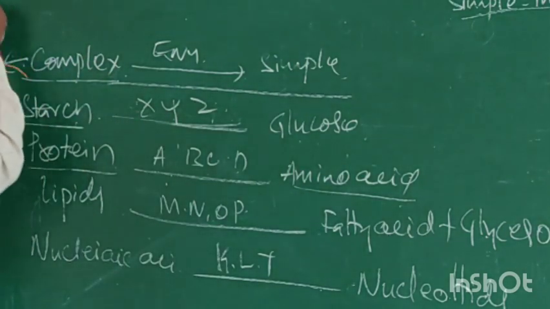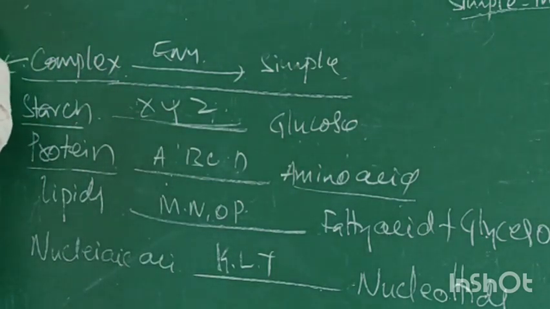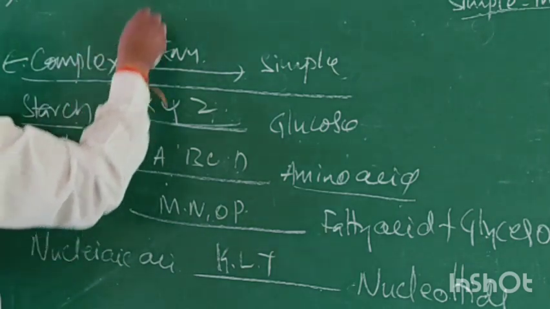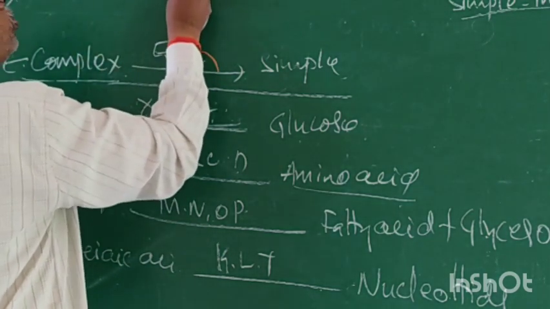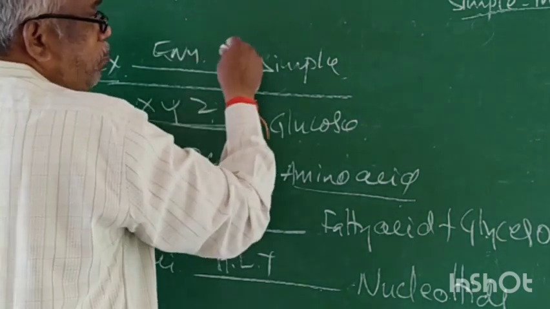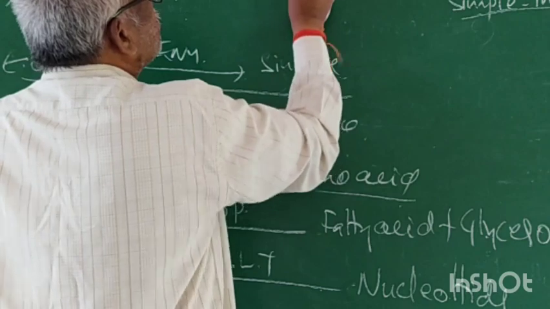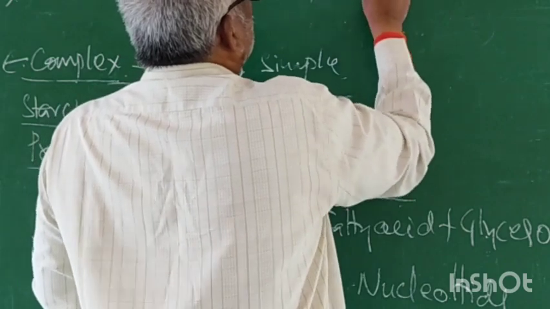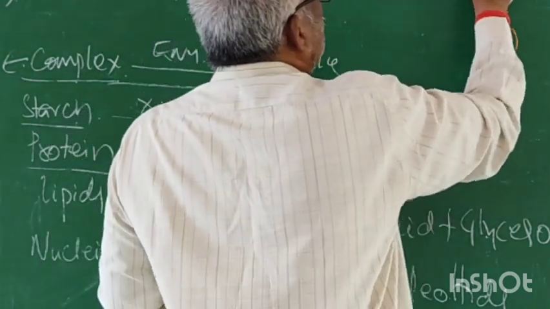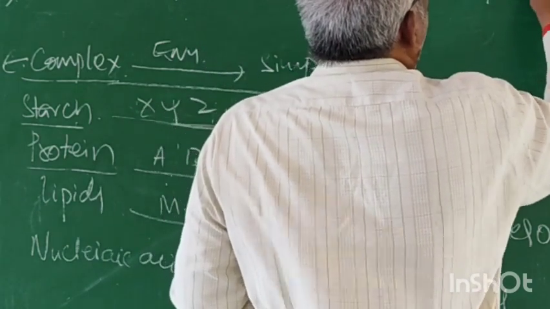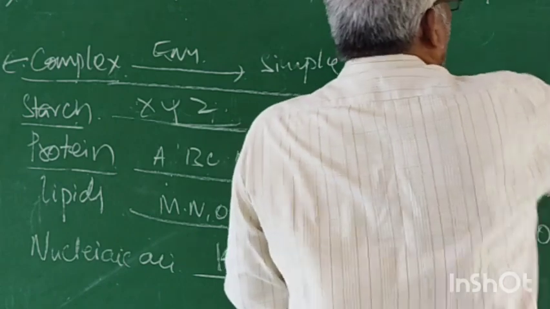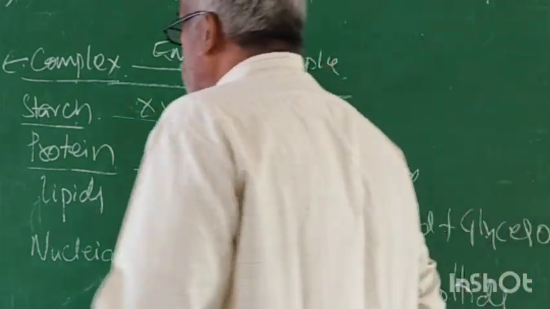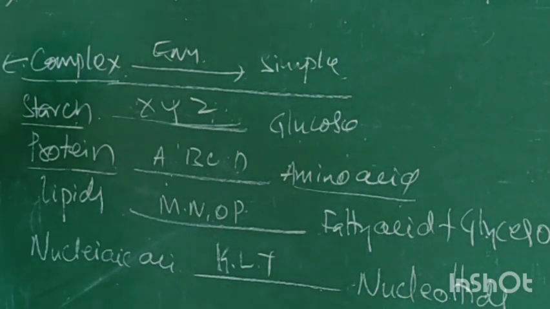Now, see, proteins become proteases, peptones, polypeptides, dipeptides, and then amino acids. Right. Now, what is this?